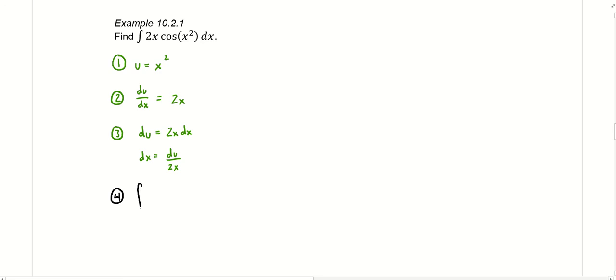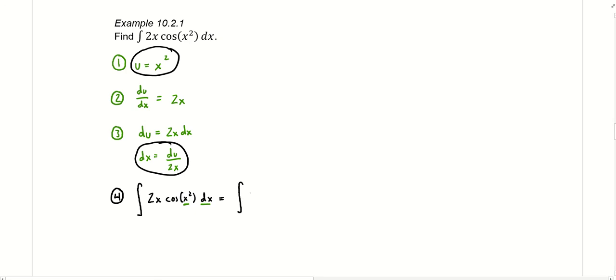So what do I mean by that? Well, we're starting by integrating 2x times the cosine of x squared. So that's our original integral. Now I'm going to substitute, which means every place I see an x squared, I'm going to replace with u. And I'm also going to replace my dx with what I said it was in terms of du. So let's see what happens when I do this substitution.